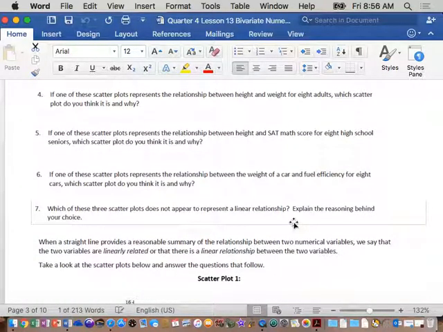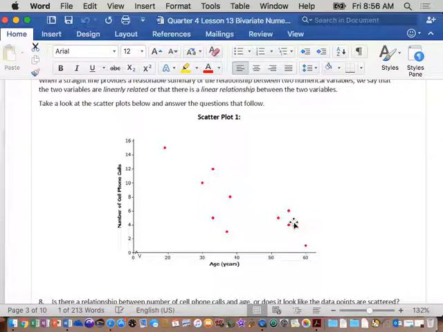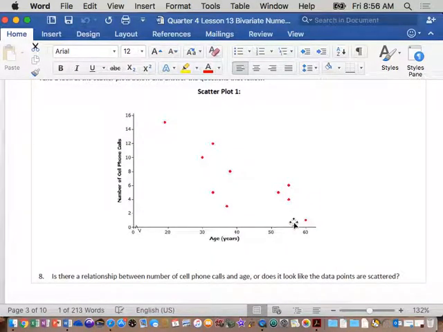All right. When a straight line provides a reasonable summary of the relationship between the 2 numerical values, we say that these 2 variables are linearly related and that there's a linear relationship. So let's go to scatter plot 1. And this one is all about the number of cell phone calls and the age.